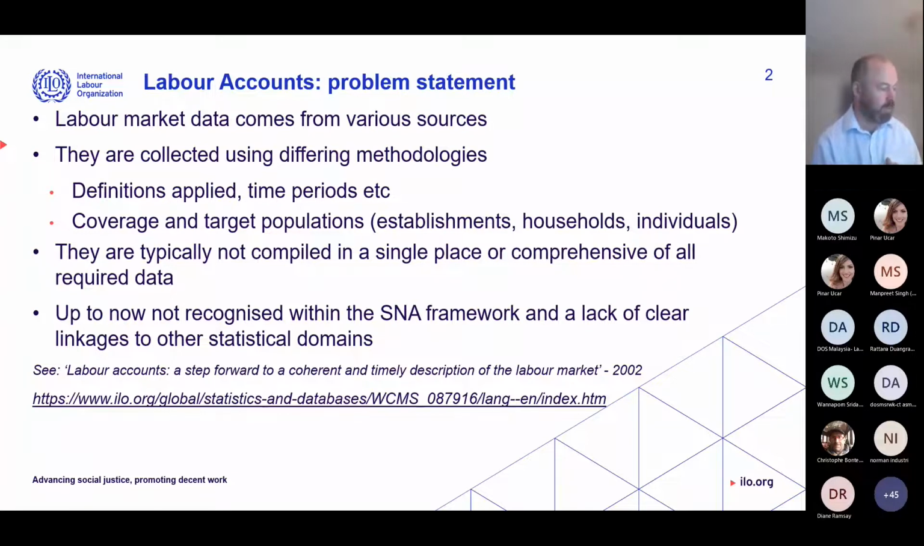And I just referenced at the bottom a discussion document from 20 years ago now, actually 2002, which you can find on the ILO website, which describes some of the challenges and the benefits. It's called Labour Accounts, a Step Forward to a Coherent and Timely Description of the Labour Market. And while it is 20 years old, I think it's fair to say a lot of the content is still relevant.